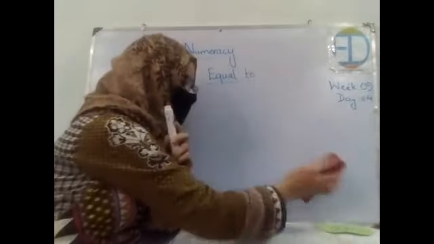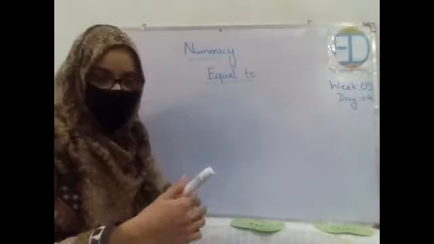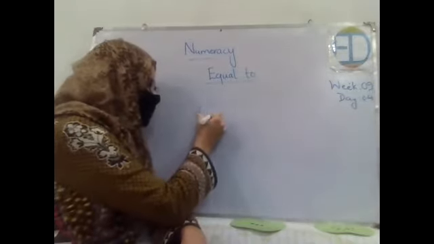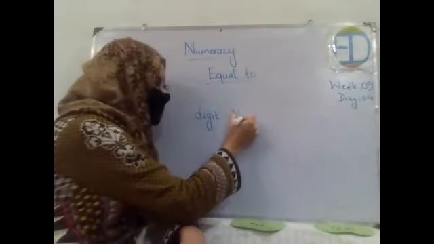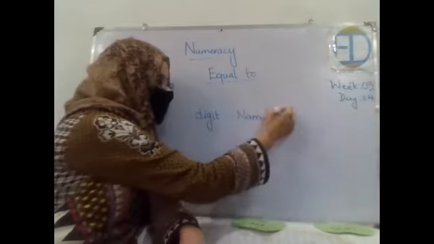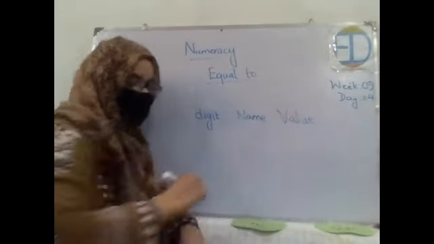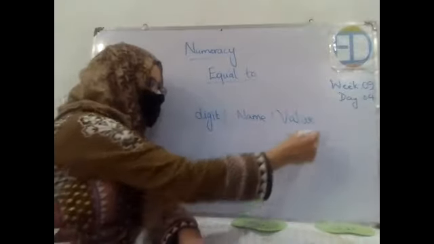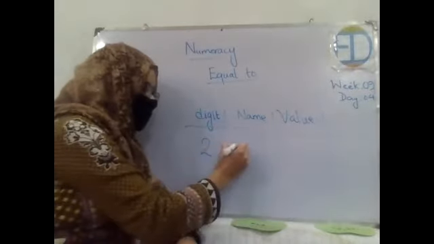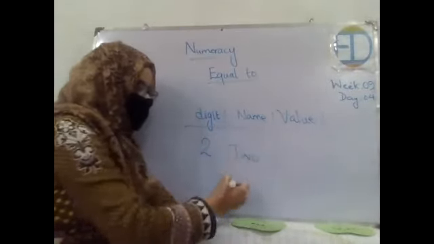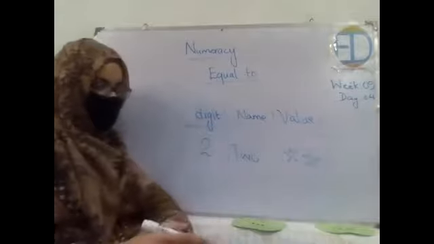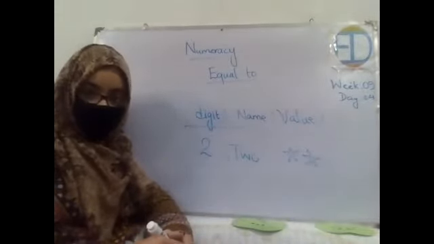In mathematics, you are supposed to remember three things related to a number. The first is the digit, the second is its name, and the third is its value. Let's say we have the digit 2. The name for 2 is "two", and the value is that when you have this much number of things, it means that they are 2. Are you getting my point?